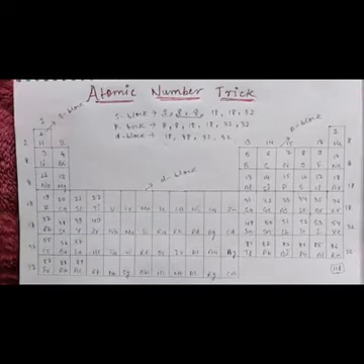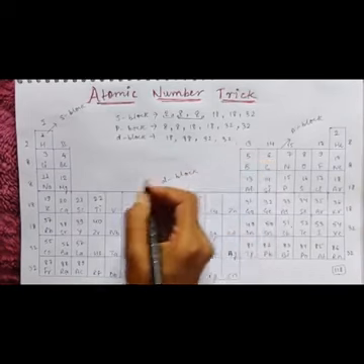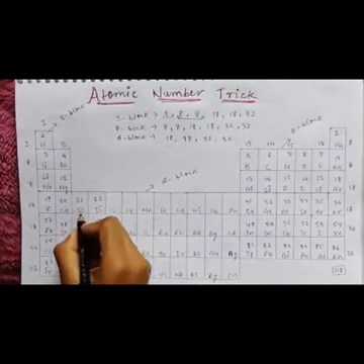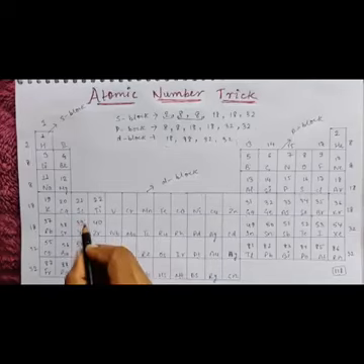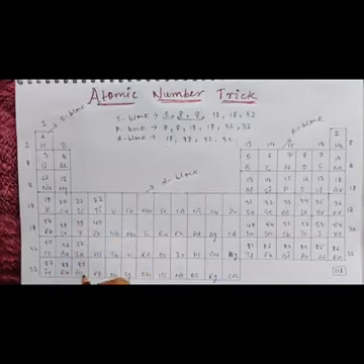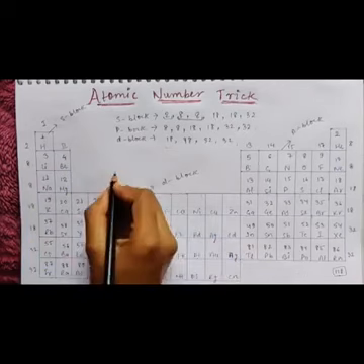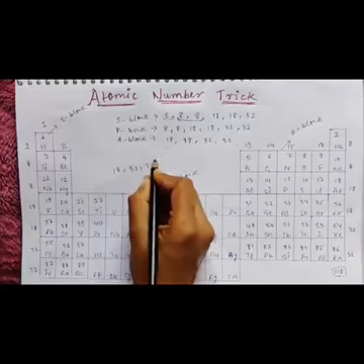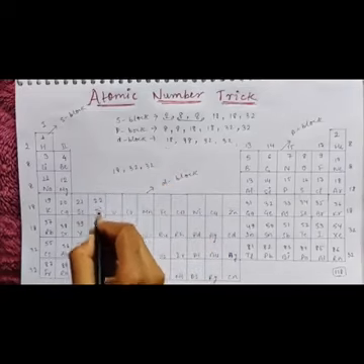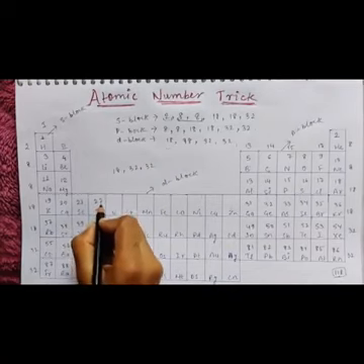Otherwise follow that rule also: 18, 18, 32, 32. Anyway, if you want to write the atomic numbers you can, but that is not important. But in the examination they ask: explain the periodic table based on the electronic configuration. So based on the electronic configuration it is classified into 4 blocks: S block, P block, D block. Now we are discussing only the D block.